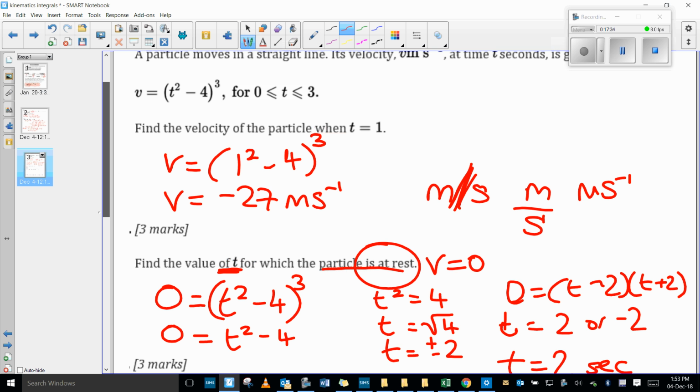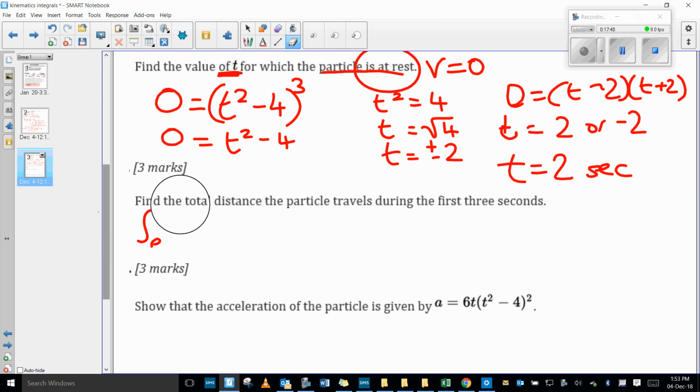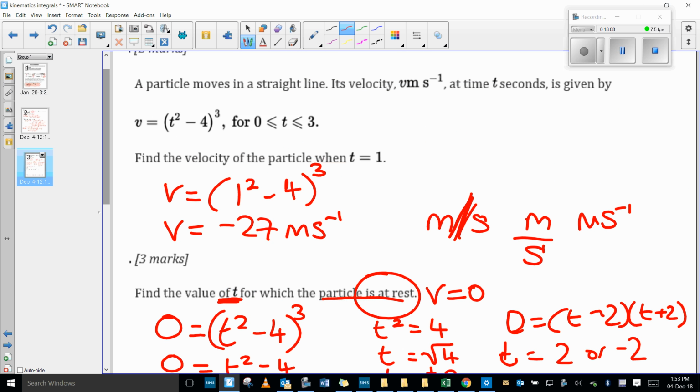They then asked us to find when the particle is at rest. So that means it's when it's 0. We know that it happens at 2. That should indicate to you that we're going to have to make sure that we split our integral up between 0 and 2, and 2 and 3. Does that make sense to you all? Yeah.